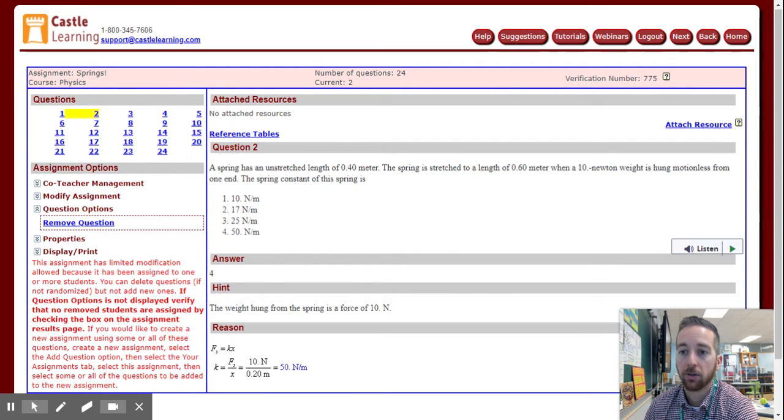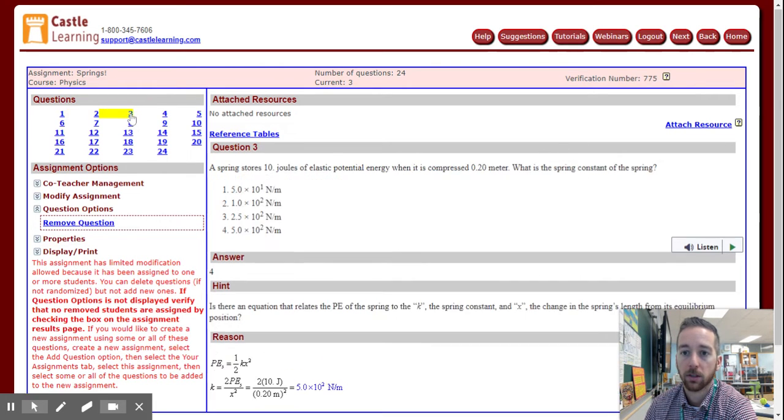So they say the length of the spring is 0.4 when it's unstretched, and then they add a 10 Newton weight, and it stretches all the way out to 0.6. Now the tricky part here is X in your equation, same equation as before, is not 0.4 or 0.6. It's the difference between the two. So it's 0.2, and you can see that's substituted in for X. And then 10 newtons, again, and you're solving for the spring constant there on question 2.